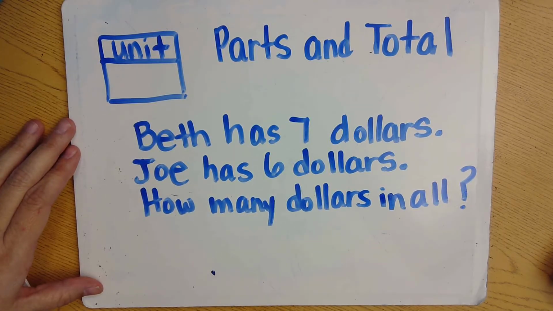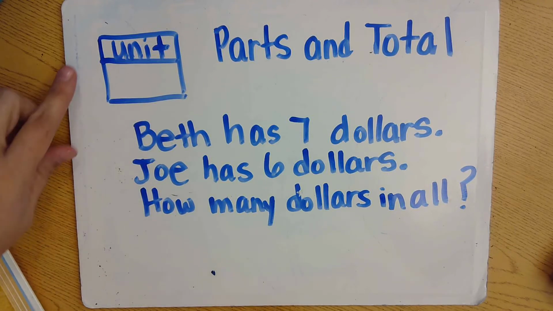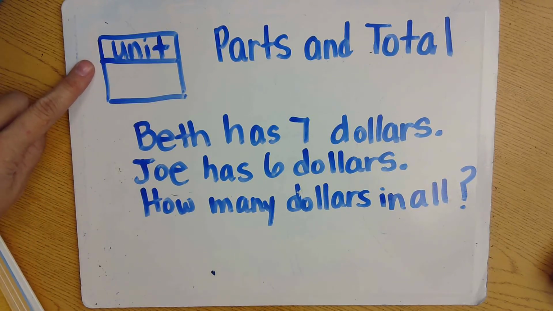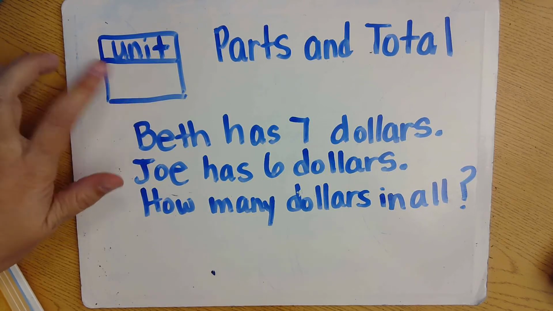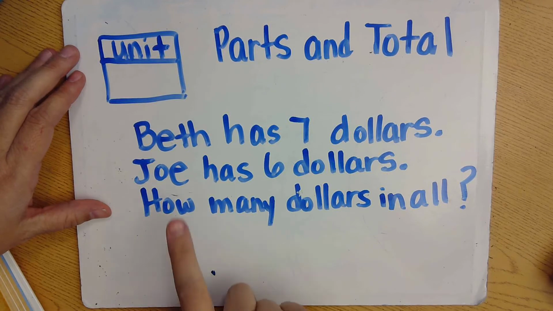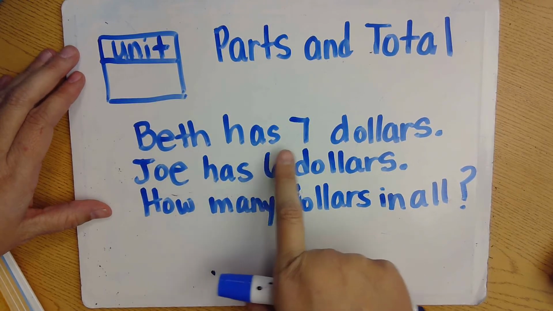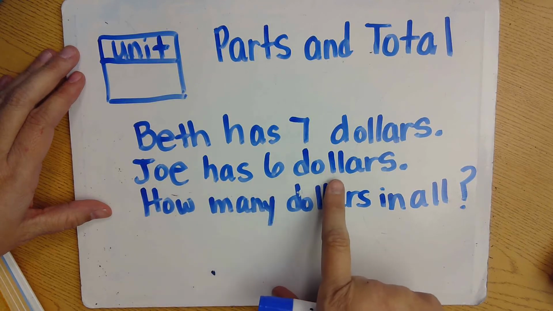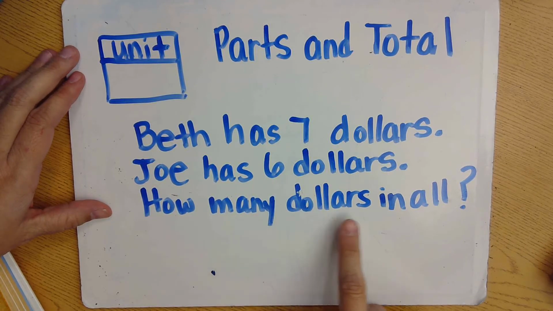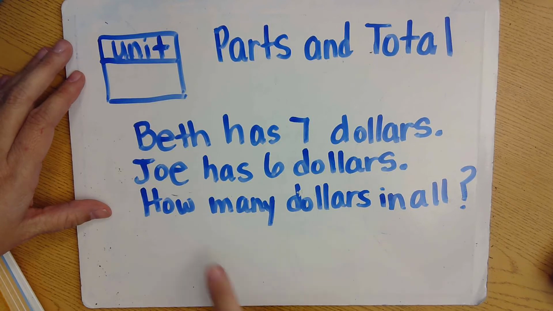All right, here is my example of a parts and total number story, addition number story. I've drawn my unit box in the corner so I can put my label in the unit box. You help me decide what goes in the unit box. Let's read it together. Beth has $7. Joe has $6. How many dollars in all? What is our problem mostly about? What are they asking me about in the question?